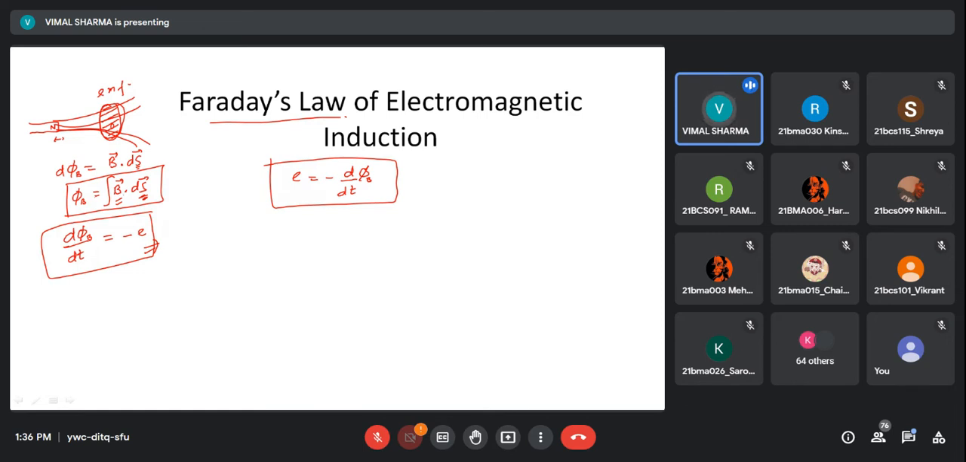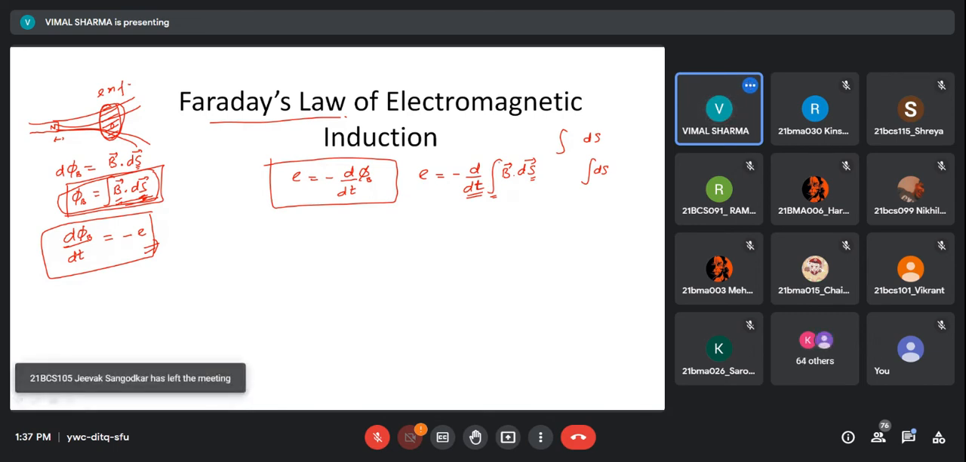Now I understand that this flux is the integral form of phi. So I can write that E is equal to minus d by dt of the integral of B dot ds. Or I can interchange the operation of these operators, because this is my differential operator d by dt, and I have another operator here, that is the integral operator. So I can interchange their operation. They are linear operators. Whenever we have linear operators, we can interchange their operation.